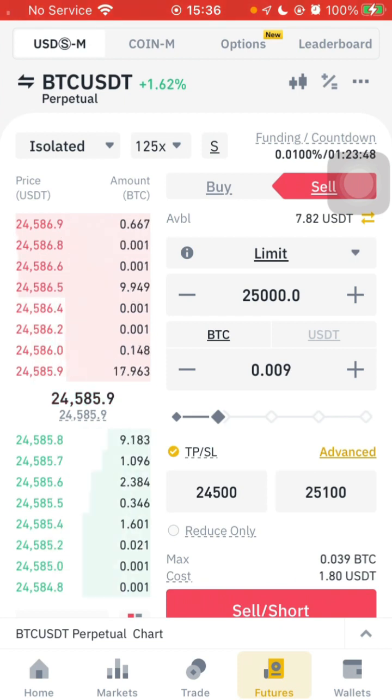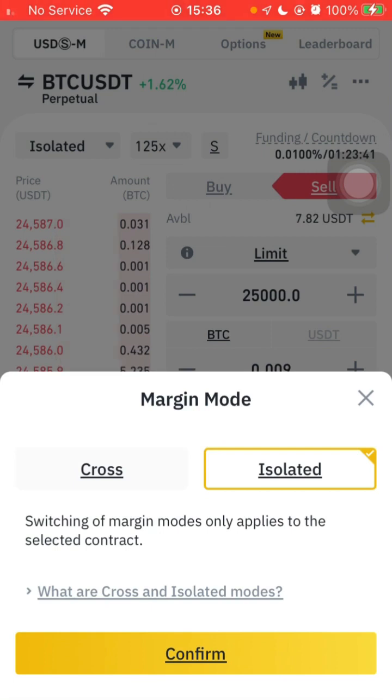Now on 125x, that's your leverage. On isolated, that's your margin mode. If you see, I can tap the isolated now and I get margin mode. We have two types of margin mode in futures, which are the cross and the isolated. The cross actually makes use of your whole capital, which means if I'm using the cross to enter this market, I'm not just entering the market with my $1.80. I'm entering the market with the whole $7.82, which means if I get liquidated in the market, I get liquidated with all my capital.